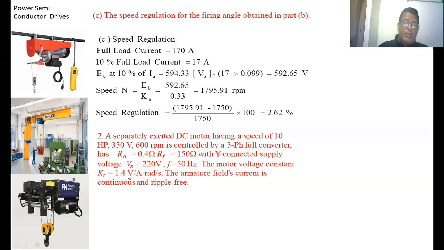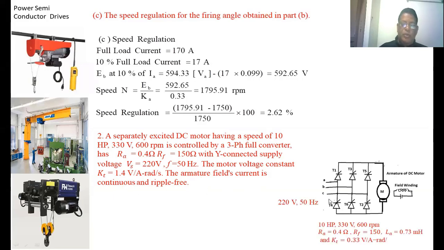Nothing but previously the motor constant is given as a volts per rpm, but here volts ampere radians per second. Nothing but to get the voltage, to multiply this quantity with a field current as well as the speed of a motor in a radians per second also. The armature and field current is a continuous ripple. So here the input is the ABC voltage. This is the fully controlled converter.